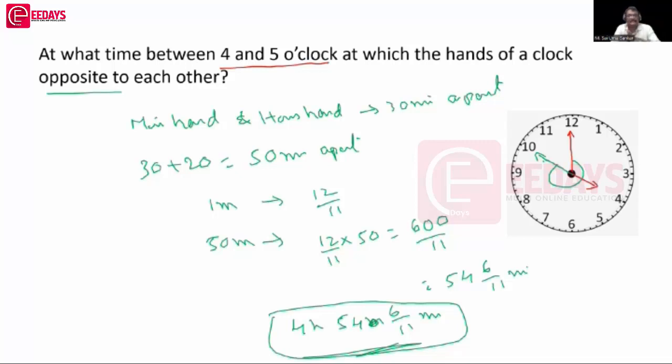Okay? Here we need the hands opposite to each other, and it should be 30 minutes apart. Already there is a difference of 20 minutes apart. So the total should be 50 minutes apart.